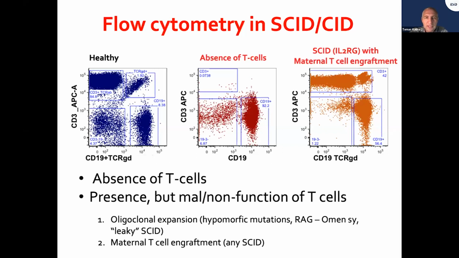So what you see is that either there is a complete absence of T cells, or there is a presence of T cells, but there is a malfunction or non-function of the T cells, or there is even some type of dysregulation caused by the T cells. So our goal is to find the absence of T cells and possibly find the clear abnormality of T cells that are present, if there are any.